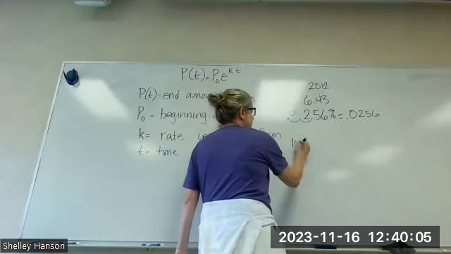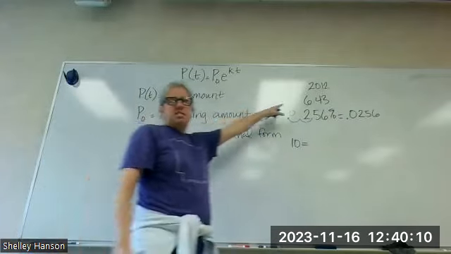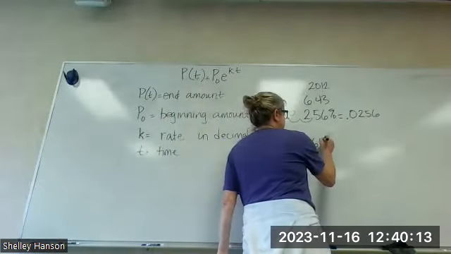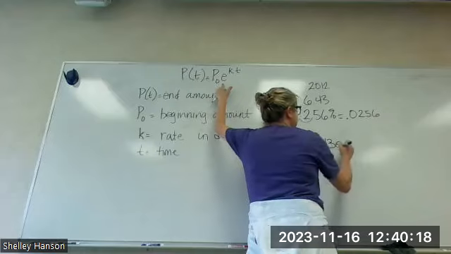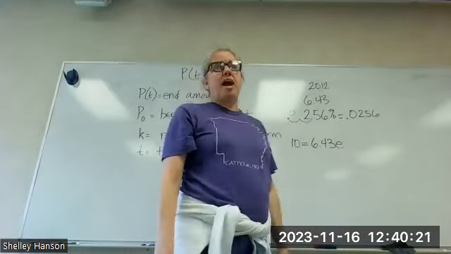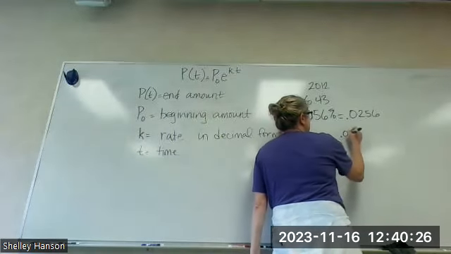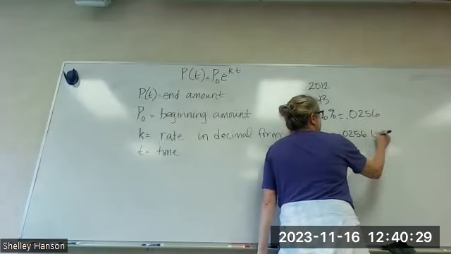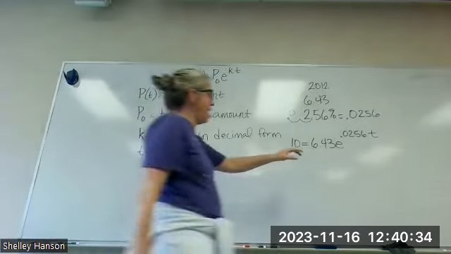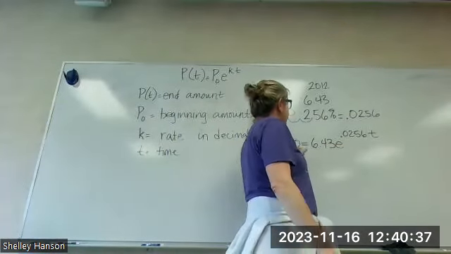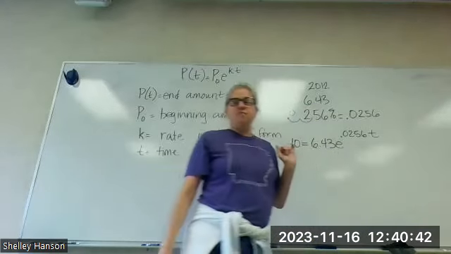So 10 equals the beginning amount, which is always the same, right? It's always 6.43. Then your E. Then your K, which is your rate. It's also going to be the same thing, right? 0.0256. I'm looking for that T. What year or how many years is it going to take for the population to go from the beginning amount of 6.43 million to the end amount of 10 million?